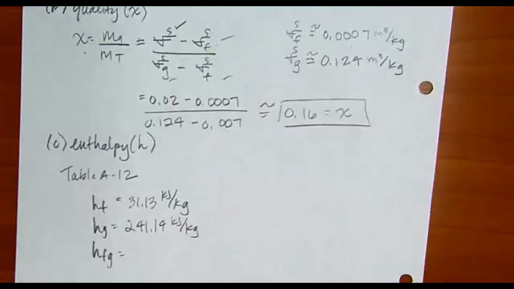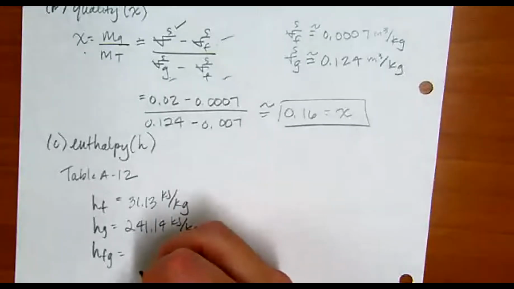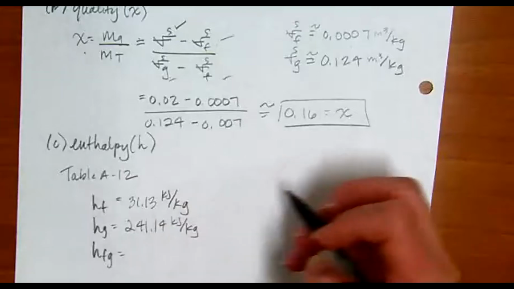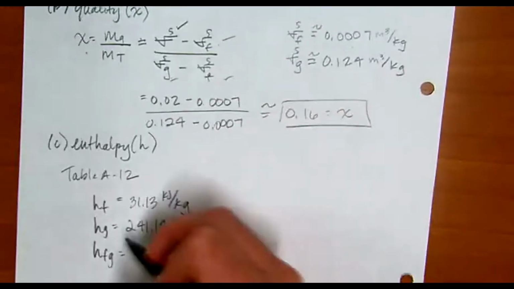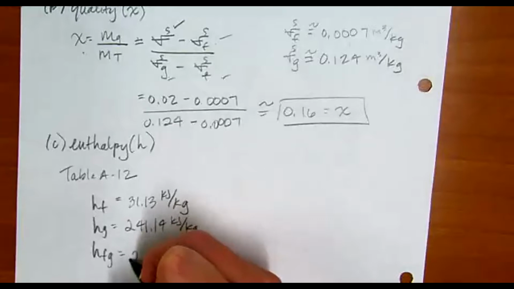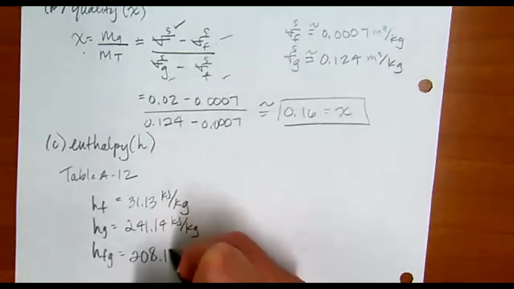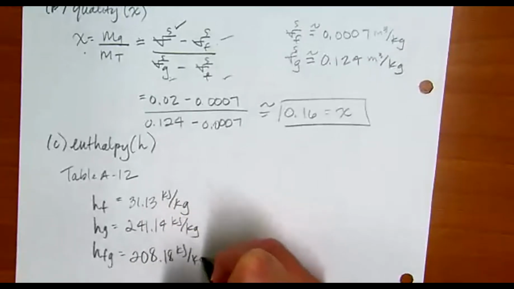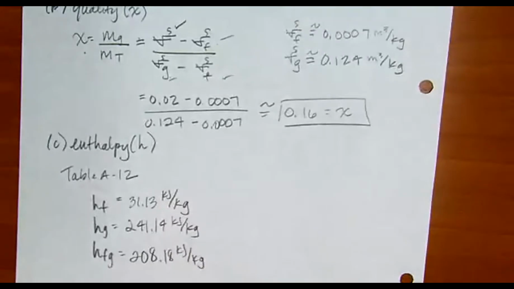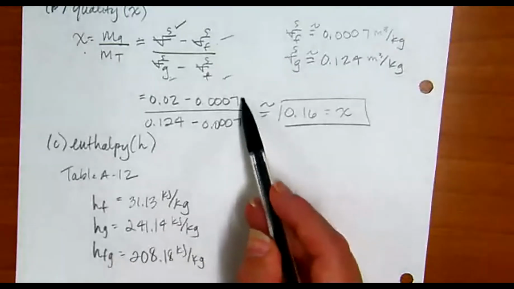Did somebody look it up? My book is dated. It says 208.18. Yeah. 208.18, but I think my values are a little bit off. Yeah, I just miscopied this.